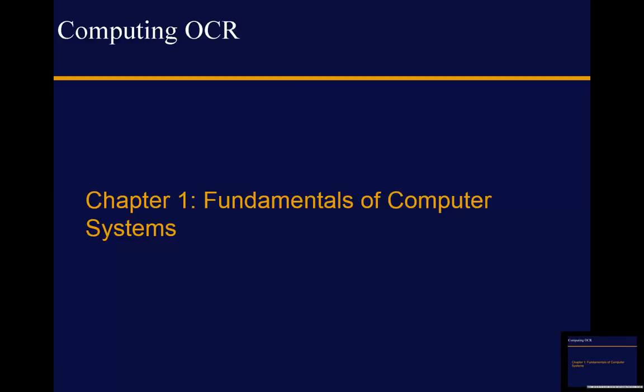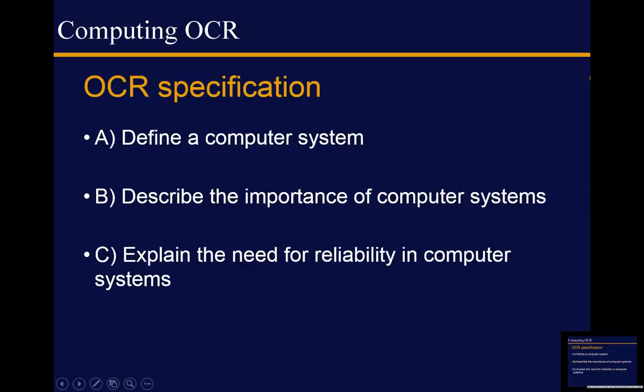This video is looking at the first chapter of the OCR Computing. So this chapter is called Fundamentals of Computer Systems. Within this chapter, we have 5 different things we need to cover. This video is only going to cover 3, so this is the first part.